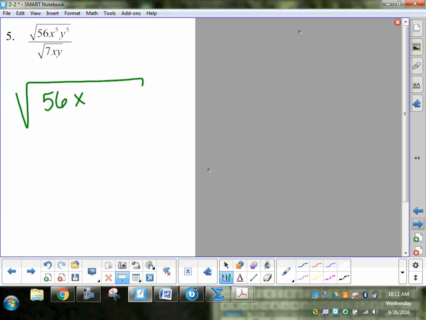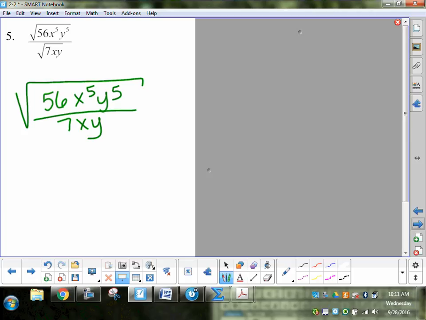This would be 56 x to the 4th, x to the 5th, y to the 5th, get it all under 1. We can bring it out if we need to. Does that simplify down? Look at your radicand. It absolutely does.